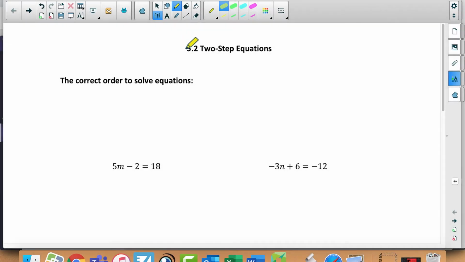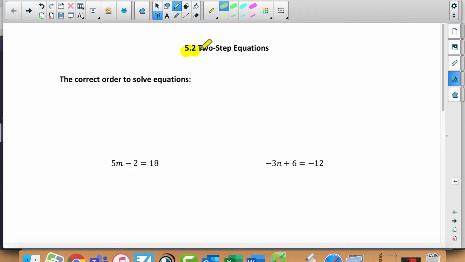Okay everyone, we're on to two-step equations now. We did one step last time. Just take another little step today and get two-step equations. So the only new thing I really need to teach you is about the correct order to solve equations. And basically what you're doing is you're like undoing a math equation in a sense.